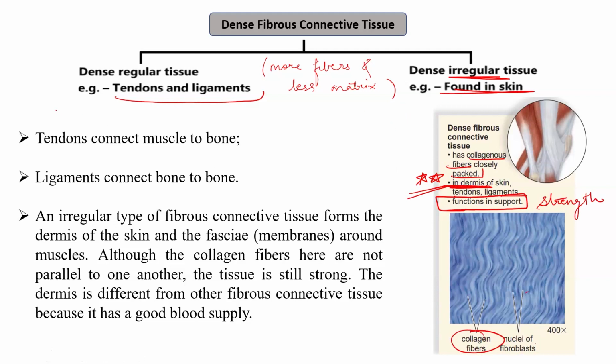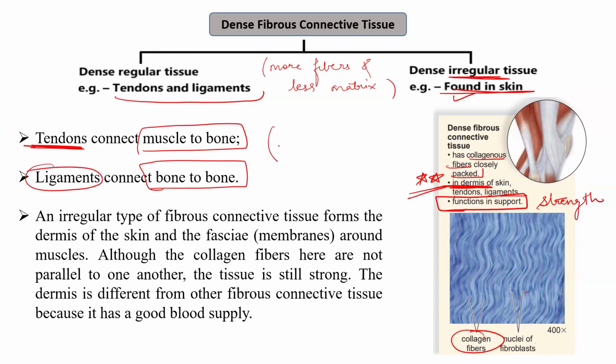So dense regular tissue consists of tendons and ligaments. Dense irregular tissue is found in the skin. So what is the function of tendons and ligaments? Tendons are the connective tissue that connects the muscles to the bone. This is important to remember. It might be asked that tendons connect muscles to bones, muscles to muscles, or muscles to other structures. Ligaments are the ones that connect bone to bone.